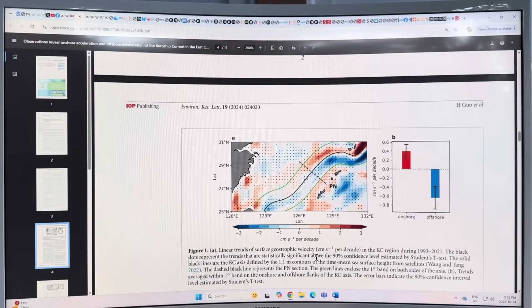Okay, so this is trends in the surface velocity, essentially in centimeters per second per decade in the Kuroshio Current region between 1993 and 2021. What you see here, this is Japan up here, and the current is coming up here. You can go to Google Earth and see those island chains, and you can see exactly where we are. Maybe I will do that.